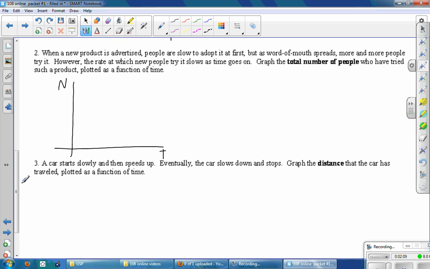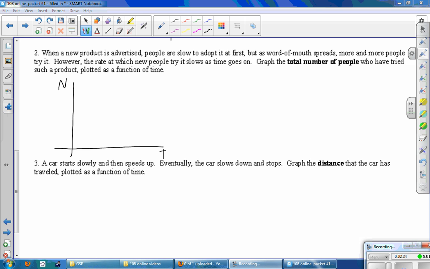So the idea here is that people are going to be slow to adopt it at first, but there will be more and more people who have adopted it no matter what. You can't try it and then go back to not having tried it. So in this case, we're going to have a function that's increasing the whole time.